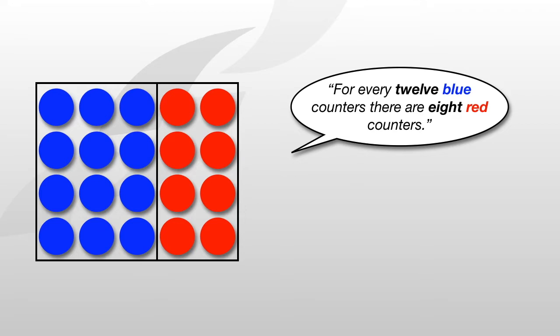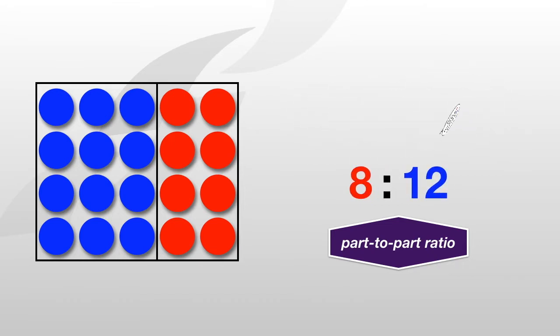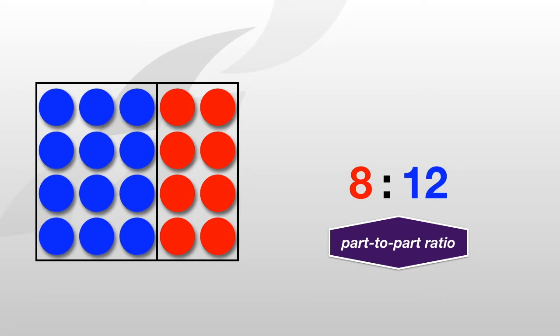This relationship can be expressed as a ratio and written as 12 to 8. This is called a part-to-part ratio. 8 to 12 represents a different part-to-part ratio, the number of red counters to the number of blue counters. When writing ratios, order matters.